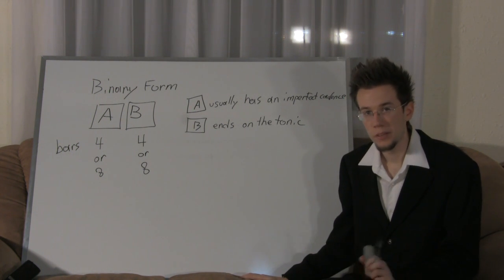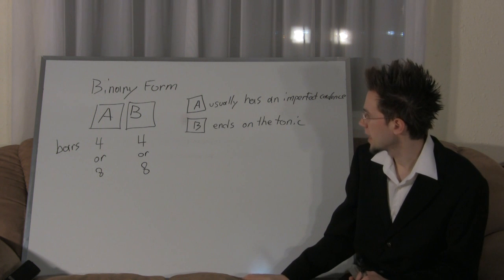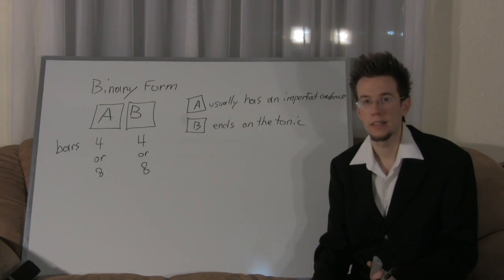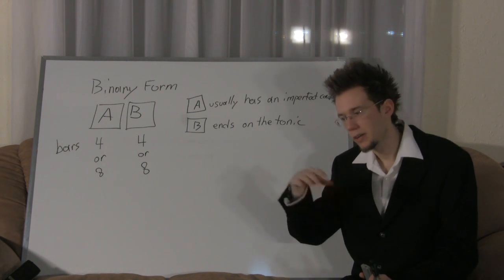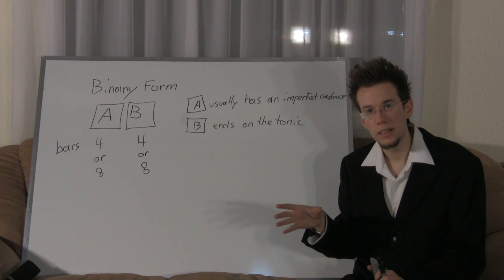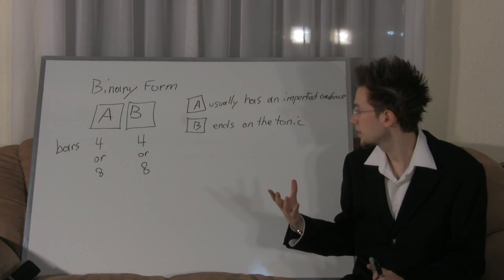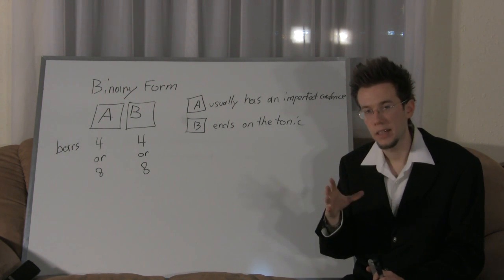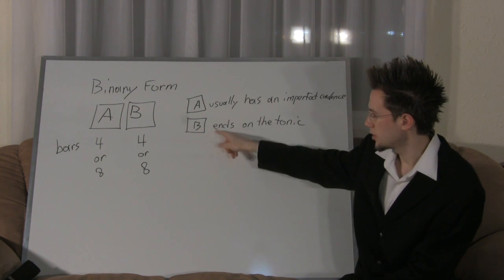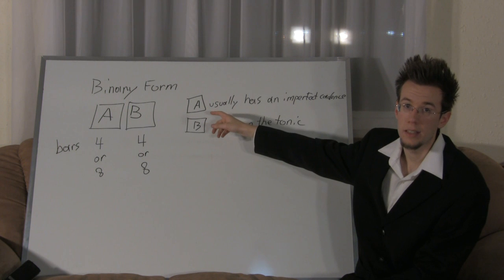So the rule that governs binary form is that A is dependent on B. A by itself doesn't sound like an ending, okay? So you can write out your melody in A, and then you can write something different in B, so it's sort of like a question and answer, and then the B section ends on the tonic, and that finishes off the piece. So B is the finisher, and A is the kind of instigator, okay?